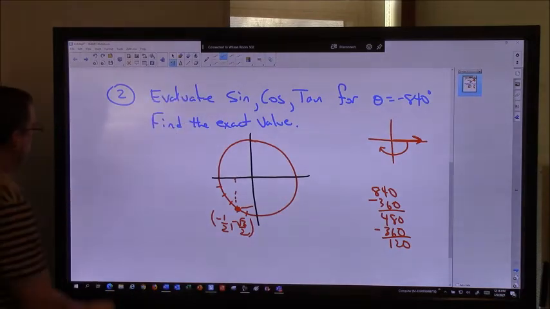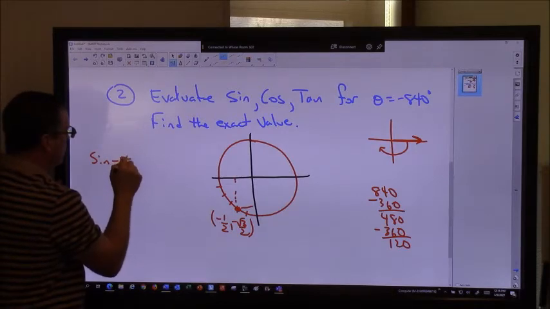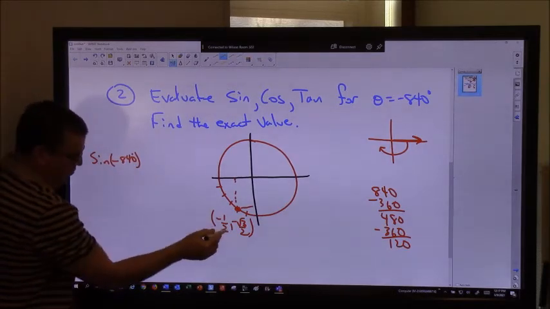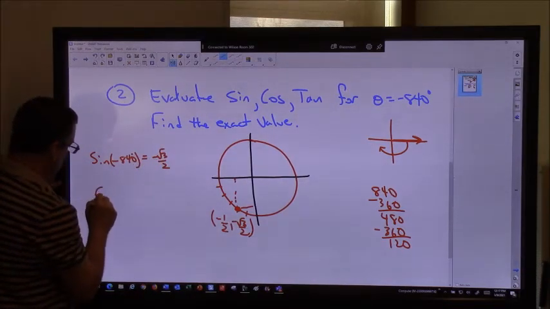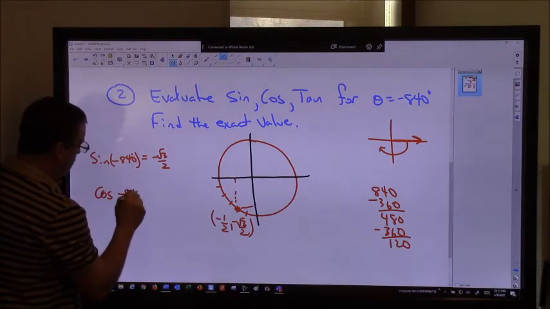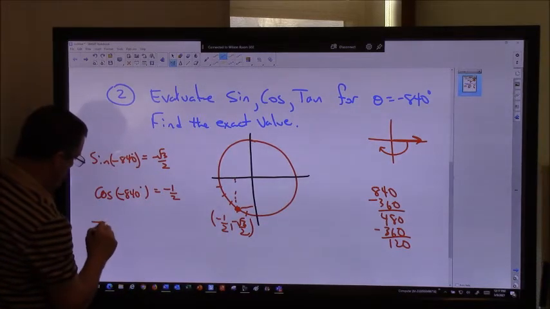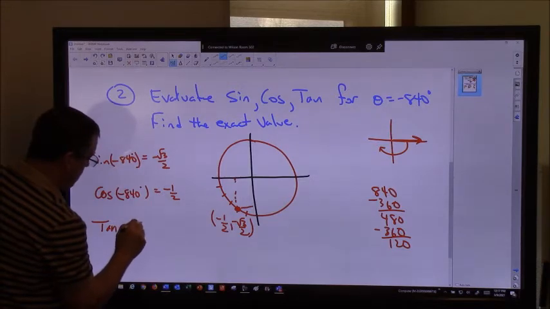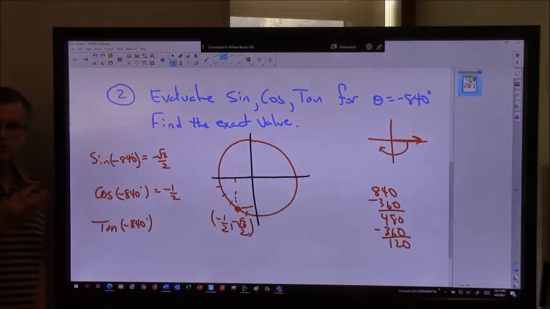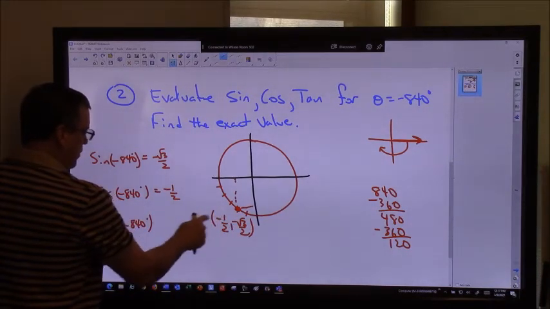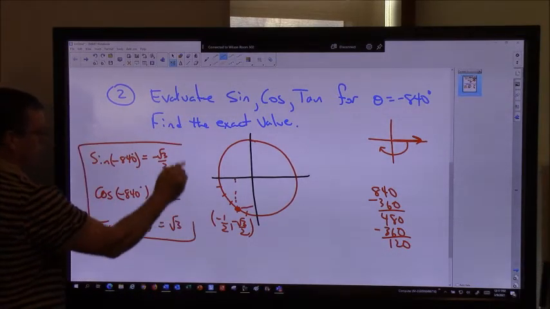Now evaluate these three trig functions. So the sine of a negative 840 degrees, which ends right here, is going to be that y-coordinate, so a negative root 3 over 2. Cosine of a negative 840 degrees equals a negative 1/2. And the tangent of a negative 840. Tangent is sine over cosine. We know the 2's are going to cancel. So a negative root 3 over negative 1, that's a positive root 3. And there it is. We've answered that question.